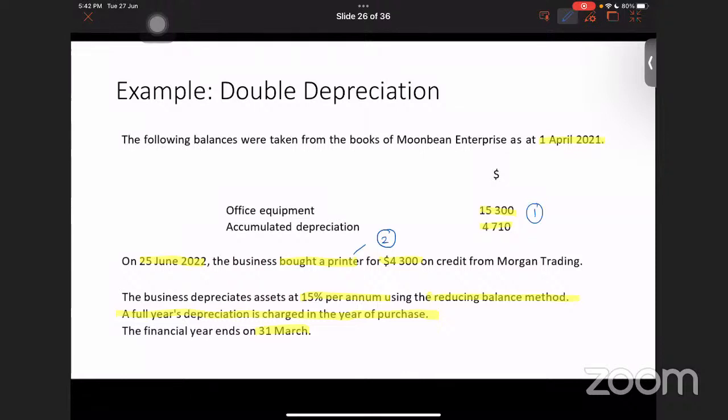Okay, so for here, same ideas. Full year depreciation charge in the year of purchase means that I don't need to go and prorate the months. I don't need to count. I will just take it as, although I buy in June, I'll just take it as the whole year. Okay.